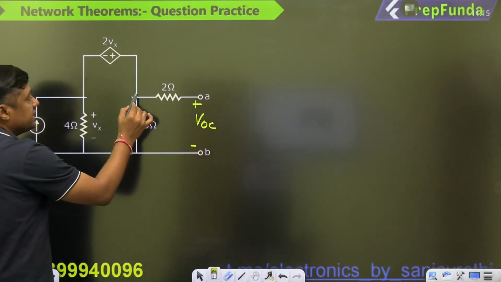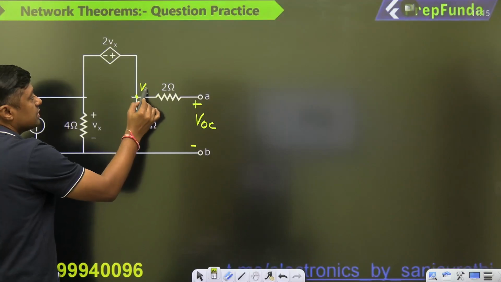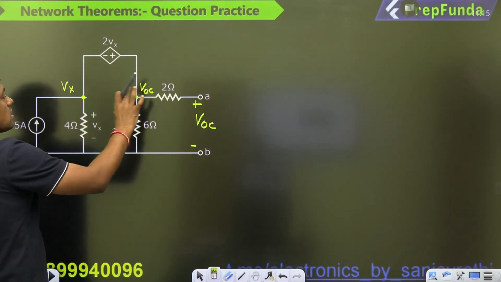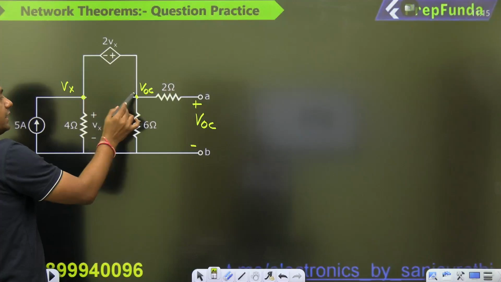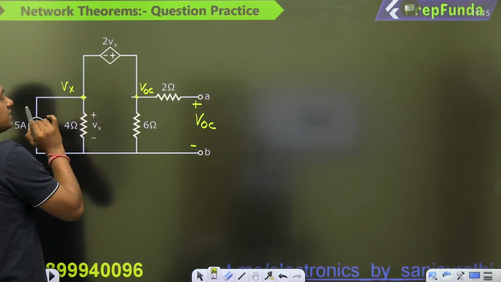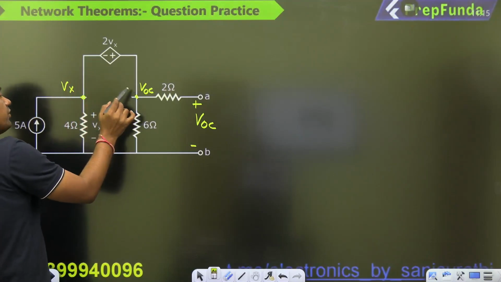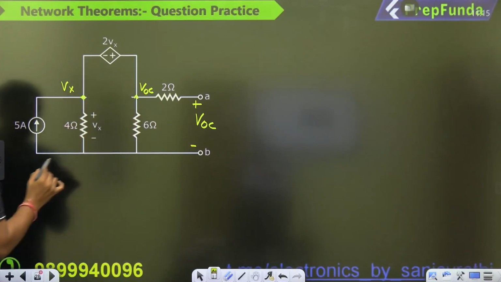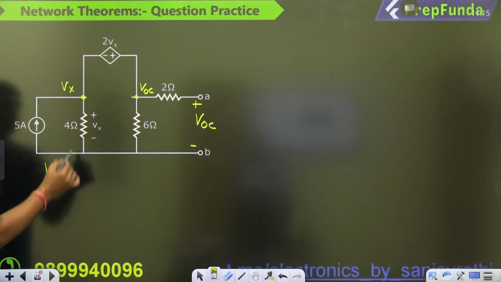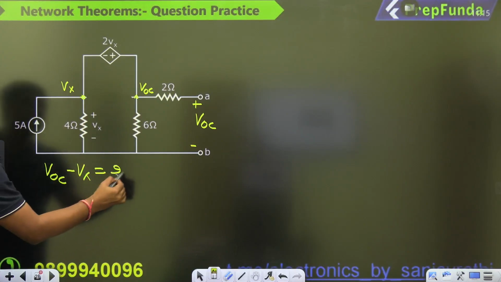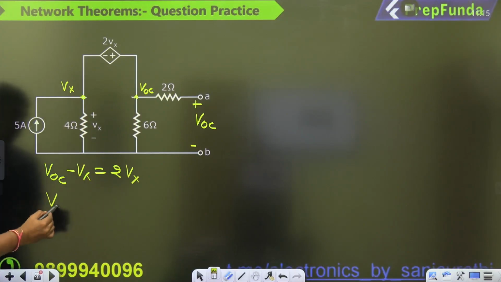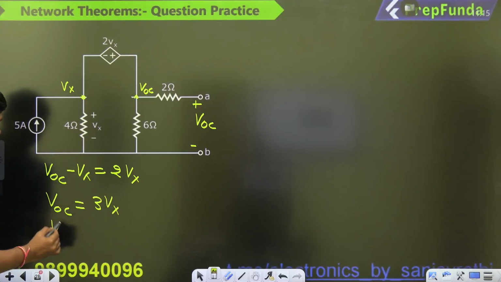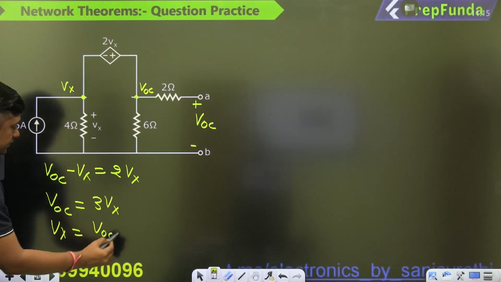This is open circuit, that's why the voltage at this point is also VOC. This is Vx. This is VOC, this is Vx. At this node the voltage is VOC, at this node Vx. We can't apply the direct nodal, so we have to apply the super nodal, because there is a voltage source between these two nodes. This voltage is VOC, this voltage is Vx, is equal to what? 2Vx. So what is the relation between VOC and Vx? VOC is equal to 3 times Vx. Or you can write Vx is equal to VOC by 3. Both are correct.